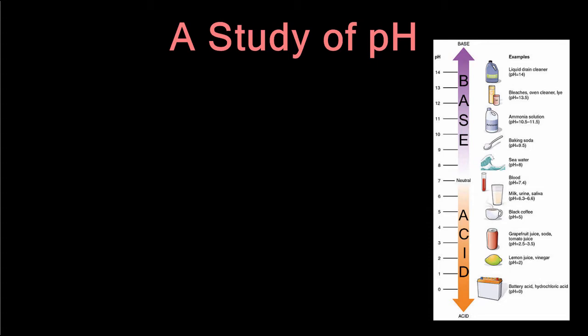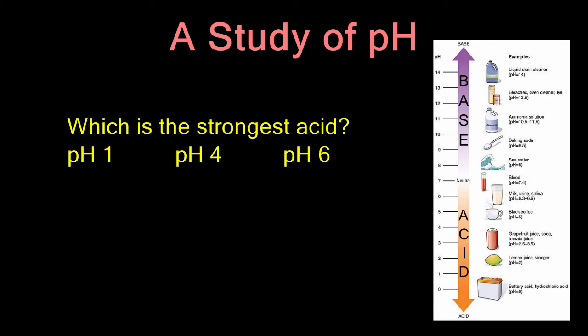Let's see an example. Which of the following is the strongest acid? A solution with a pH of 1, a solution with a pH of 4, or a solution with a pH of 6? If you said the solution with a pH of 1 is the strongest acid, you are correct. A pH of 1 is farther away from neutral than a pH of 6 or a pH of 4. That makes it the strongest acid.